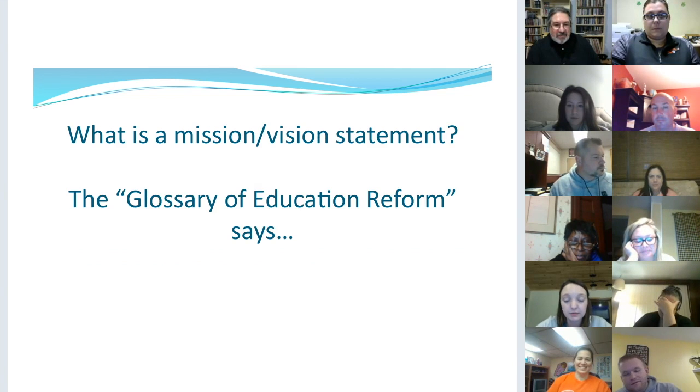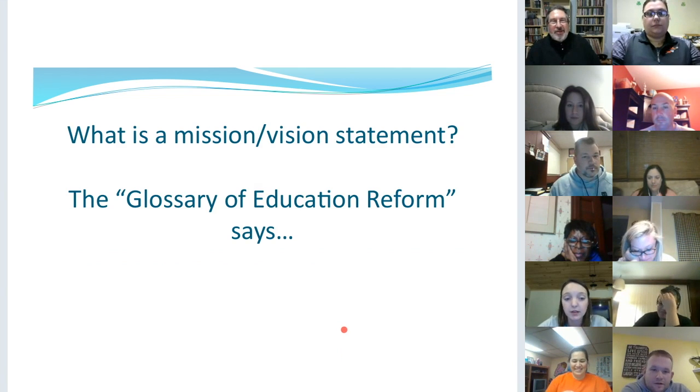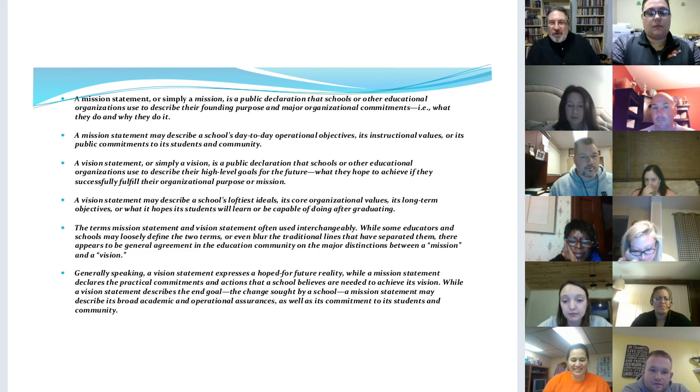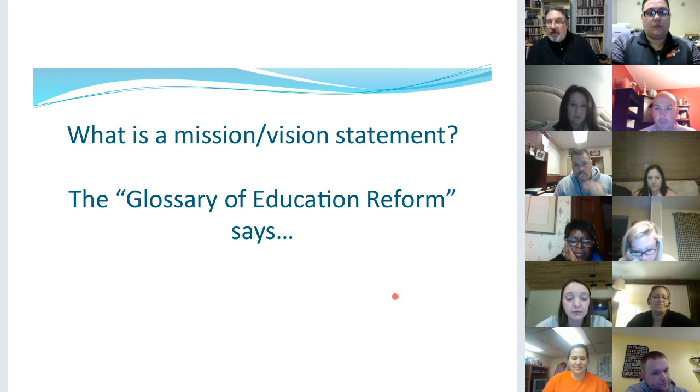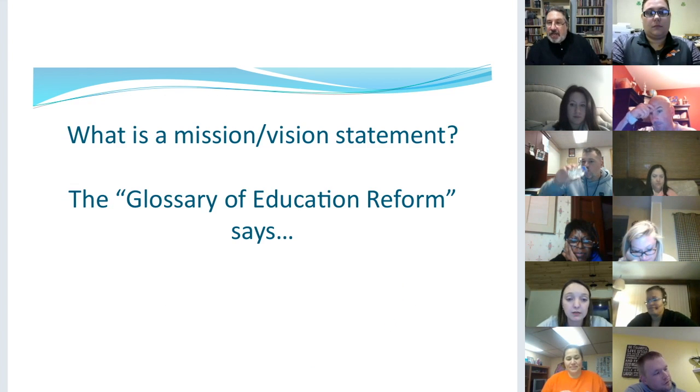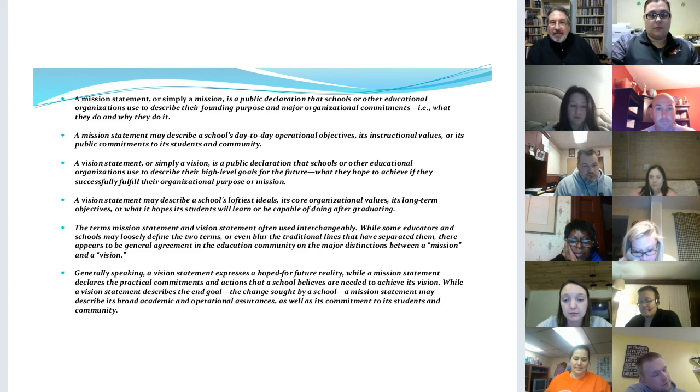We're on 53 of 94. Man, I'm getting caught up in this. Quickly, you know what this is. Mission statements. This is from the Glossary of Education Reform, a very good resource, by the way. I recommend that you bookmark this page too. You can find it by Googling it.